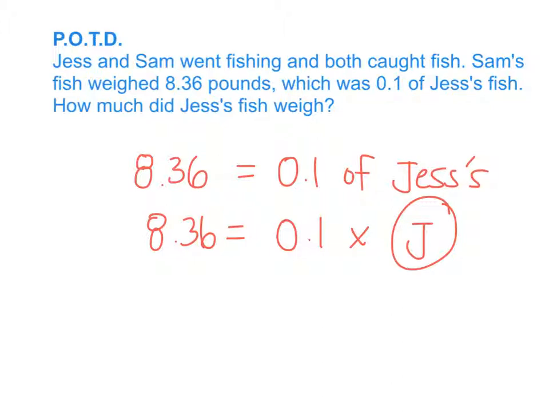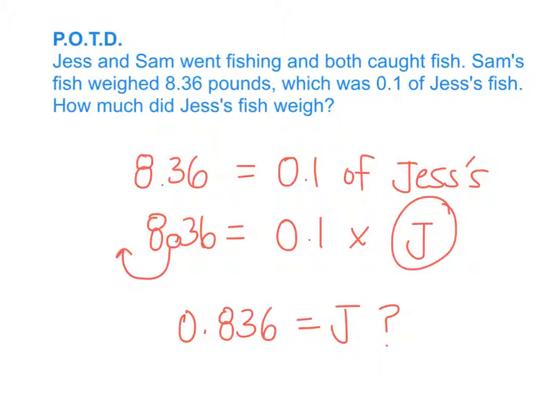When I multiply a number by 1/10, what am I doing with the decimal point? What am I doing to the decimal point when I multiply it by 1/10? Daniel? I'm moving it to the left one time. So does that mean I need to move this to the left one time? Does Jess's fish equal 836 thousandths? Is that what I need to do?